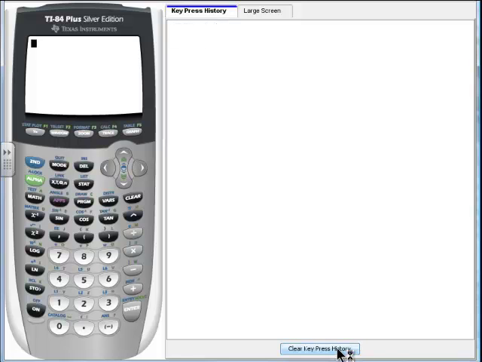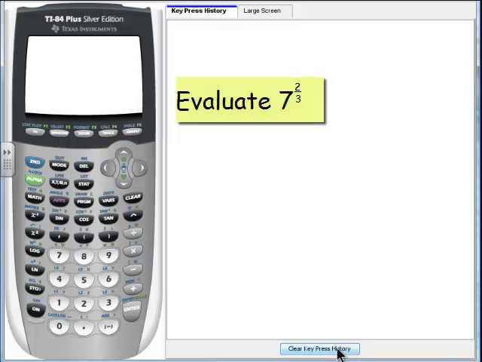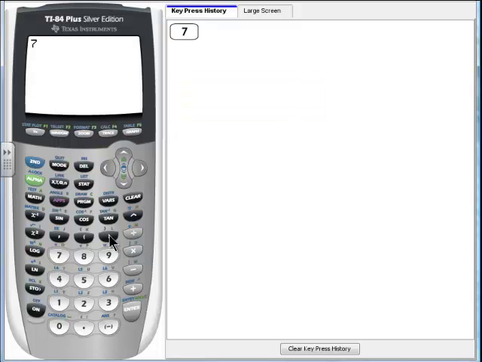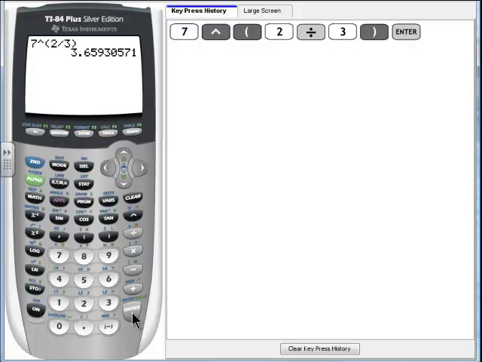Now we want to look at raising a number to a power. We're going to take 7 and raise it to the 2/3 power. So we have 7. We're going to use our exponent key. And because that 2/3 is all an exponent, we don't want it to be raised to the second power and then divided by 3. We want it to be raised to the 2/3 power. We want that piece all in parentheses. Okay, so this is 7 raised to the 2/3 power. And for this we get an answer of 3.659.